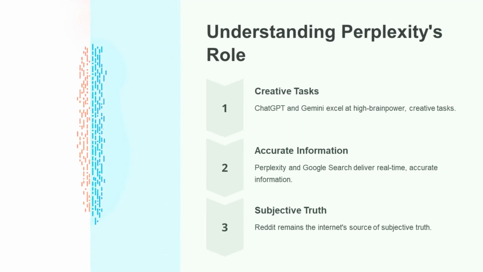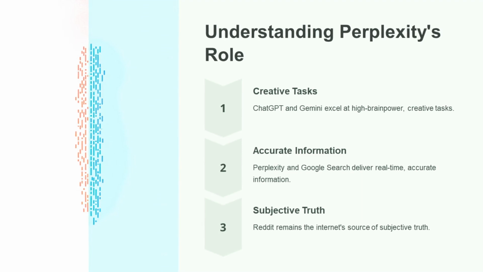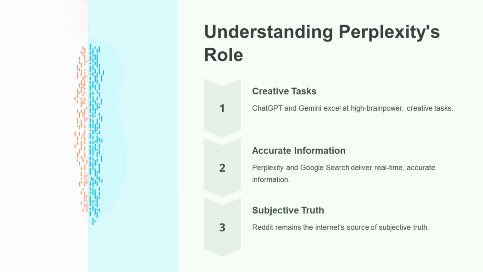For brainstorming, editing, and writing, where factual accuracy isn't crucial, ChatGPT and Gemini shine. However, when you need reliable answers, like deciding on health supplements or troubleshooting tech issues, Perplexity is your best bet.